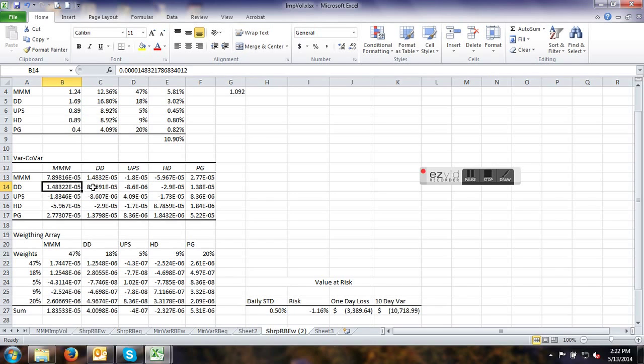And what you'll do for each one of the stocks in your portfolio is change the diagonal values. So 3M, 3M, DD, DD, UPS, UPS, Home Depot, Procter & Gamble, Procter & Gamble. These are the ones that are just going to get replaced.